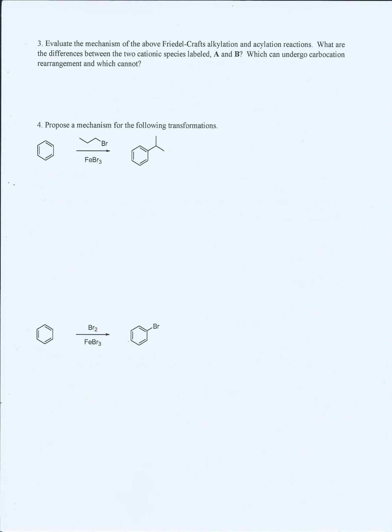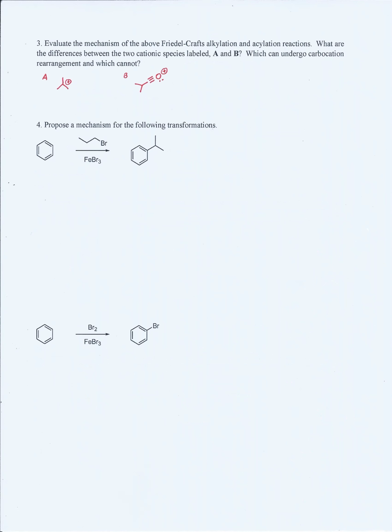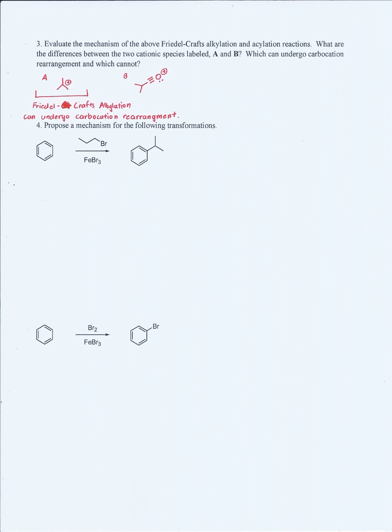For the two cationic species, species A has the positive charge on the carbon. Species B has the positive charge on the oxygen. This means that species A, which is Friedel-Crafts alkylation, can undergo carbocation rearrangement, while species B, which is Friedel-Crafts acylation, cannot undergo carbocation rearrangement.